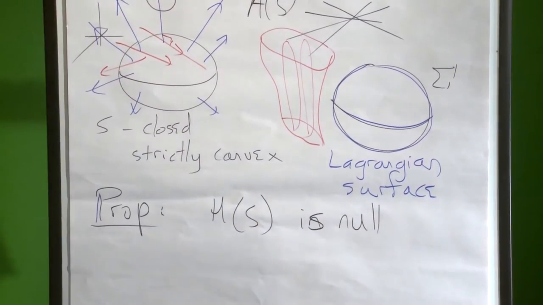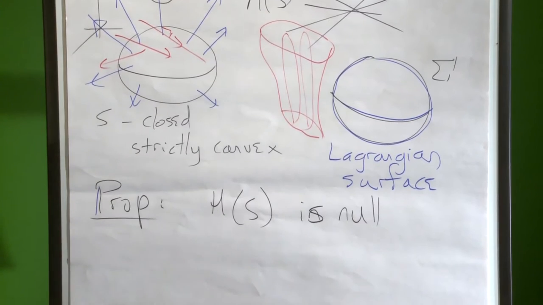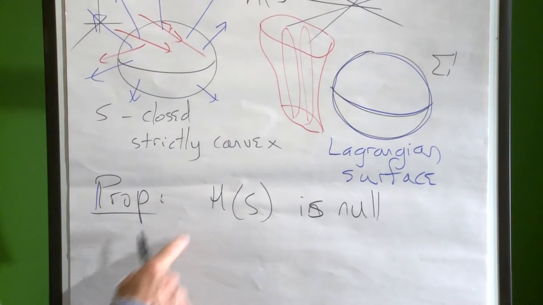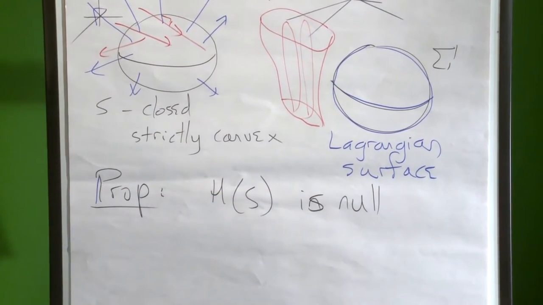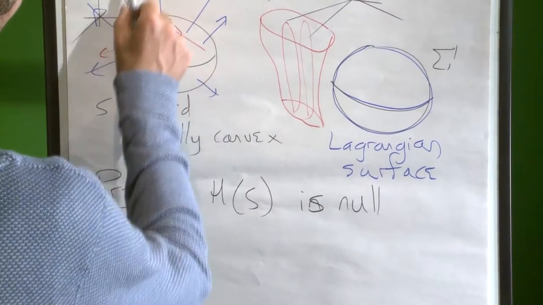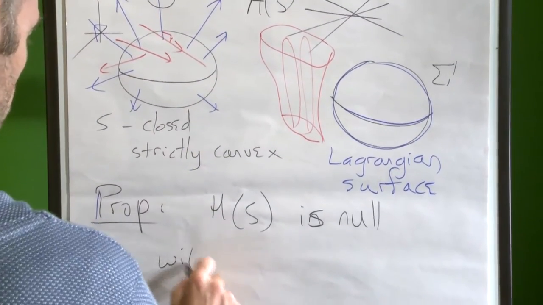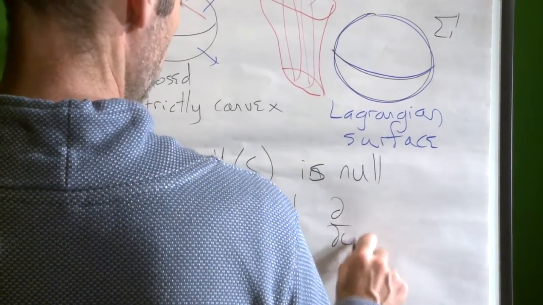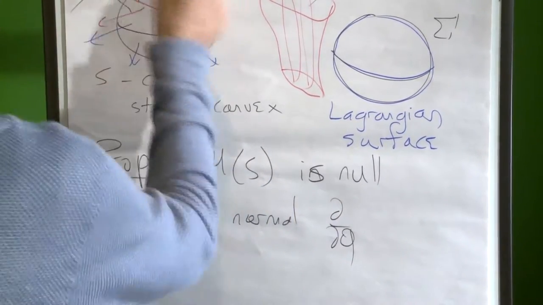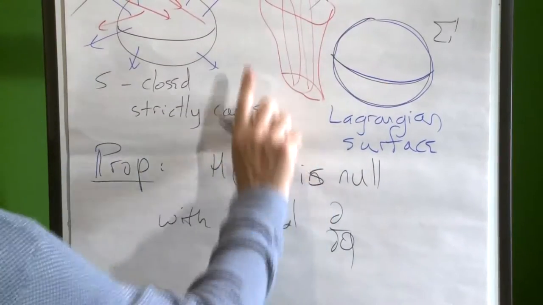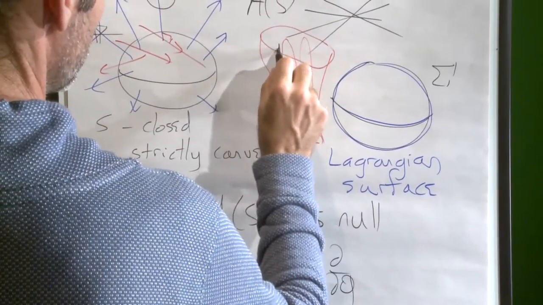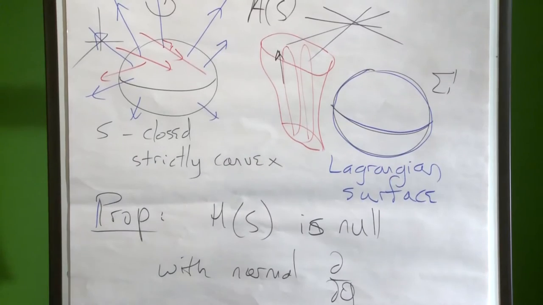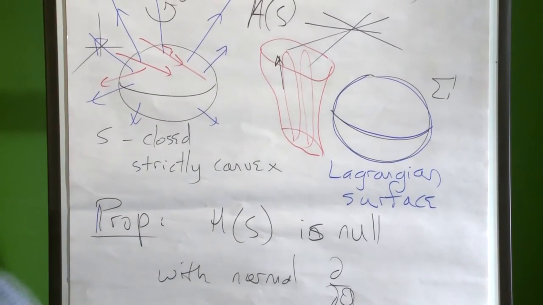So as we said, this means that its normal vector has zero length. And in fact, the normal vector is generated by dφ. So by rotating around here, that's your circle, and these are precisely the normals to the hypersurface. They lie in the hypersurface and they foliate it by circles.